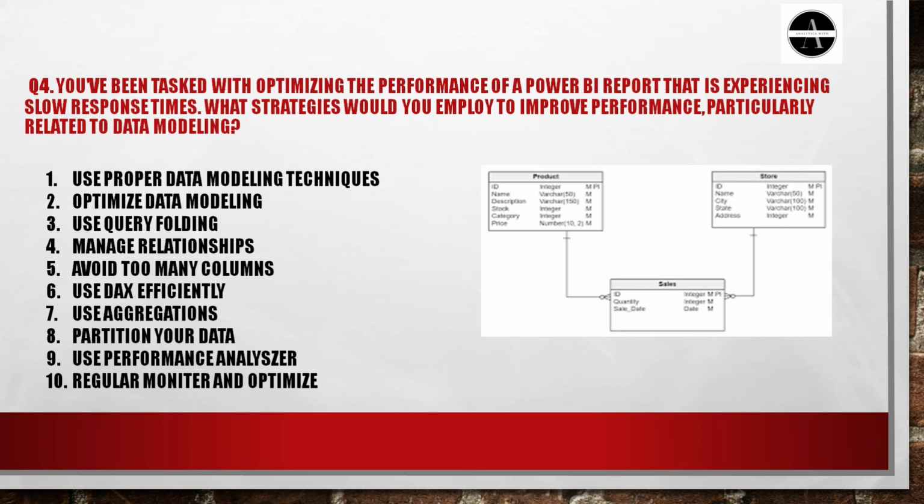If dealing with a large data set, consider partitioning your data into smaller chunks based on time or other relevant factors. This can improve the query performance. Next is, use the Power BI performance analyzer to identify the performance bottlenecks and optimize your reports and models accordingly. Then the last point is, regularly monitor and optimize your model. Keep an eye on performance metrics and regularly review and optimize your Power BI models as data and requirements evolve. So these were the total 10 points you should know while improving the performance of a data model.